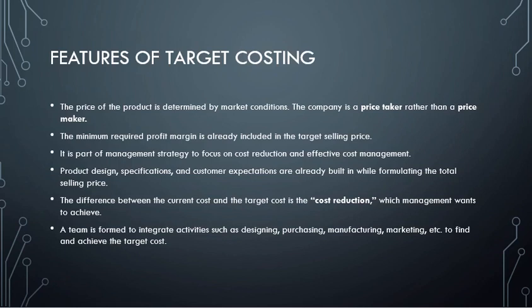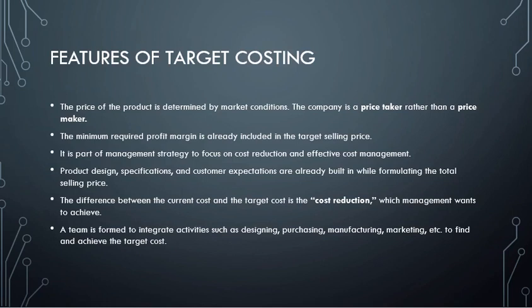So when you sell your product, when you meet your target costing, your cost reduction is done, and your cost is comparatively less than your competitors, you will have more demand for your product. Even though the cost is less, you will achieve your profit by getting more demand, where you can earn more than your competitors for the same feature of the product by charging less. Then a team is formed to integrate activities such as designing, purchasing, manufacturing, marketing, etc. to find and achieve the target costing.